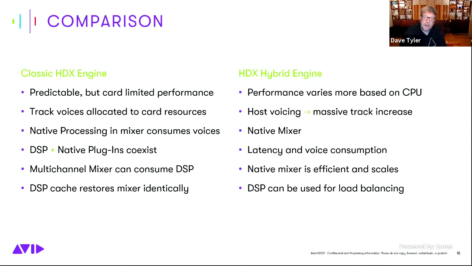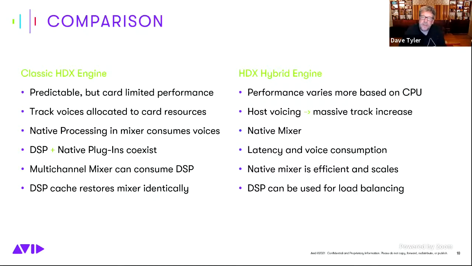So when we come to the hybrid engine, your performance does vary more based on the CPU. Some of our very lucky beta testers have these incredible souped up Mac Pros, and they can run the most insane sessions. On my humble Mac Mini, it struggles a bit if I try and run a couple of thousand tracks. But still, with these powerful CPUs, we can get much more out of them than we've ever been able to do.